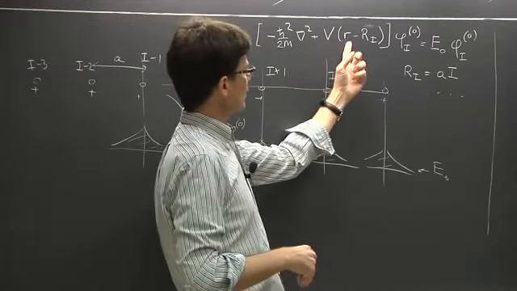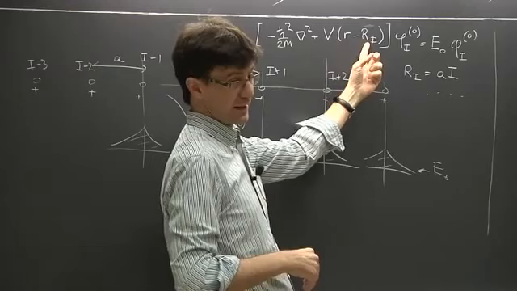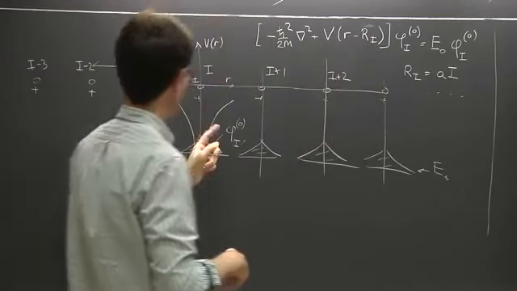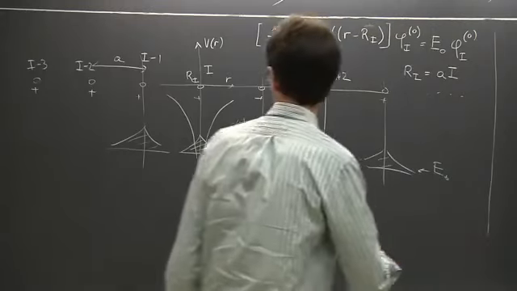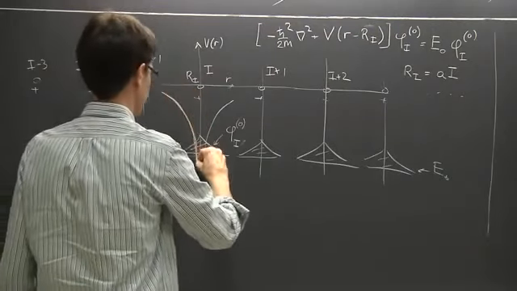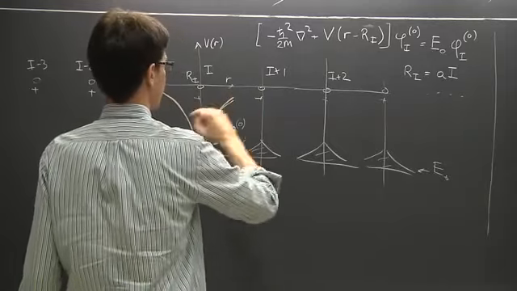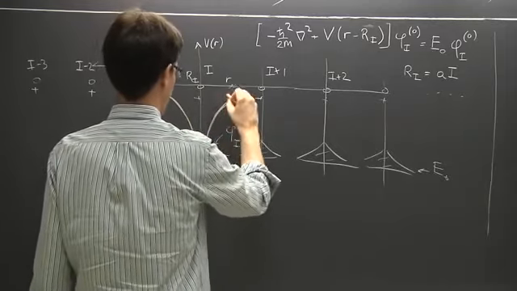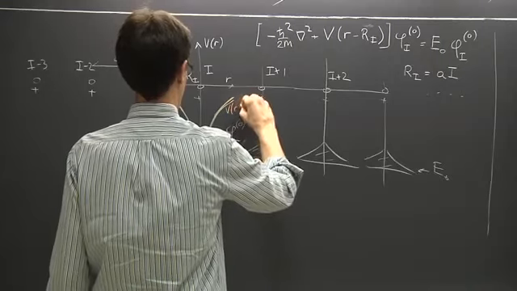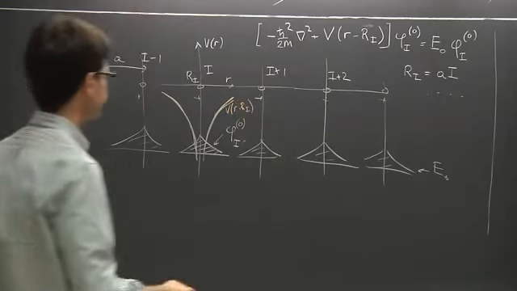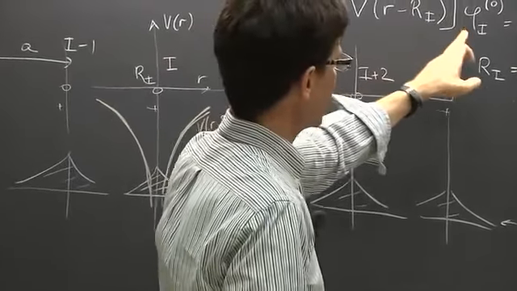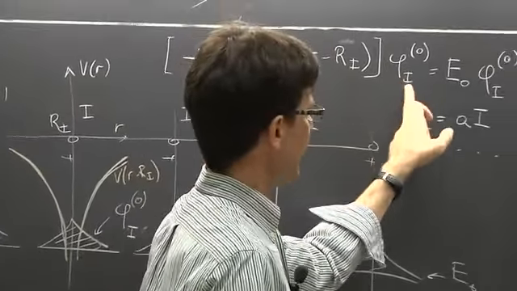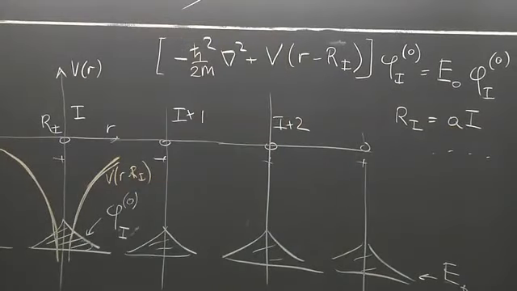V is the Coulomb potential centered at Ri, this one. Okay, so let me highlight it. In this particular case, this will be V of R minus Ri. And the solution of the atomic problem for this particular Coulomb potential is the atomic wave function centered at I, with eigenvalue E naught.